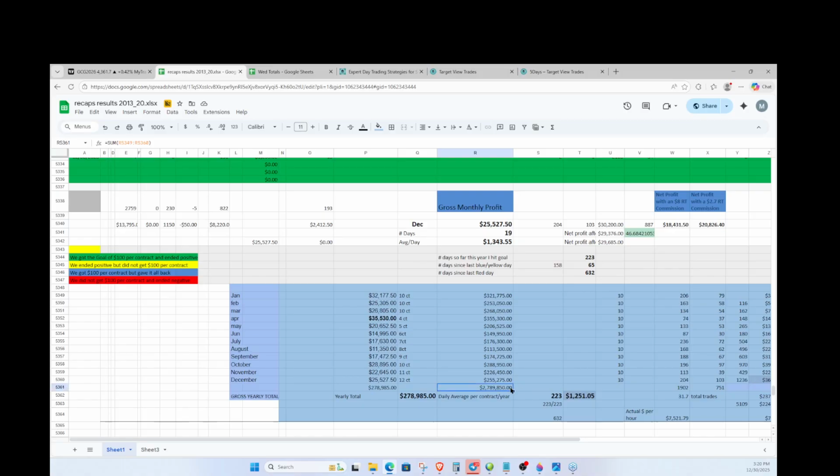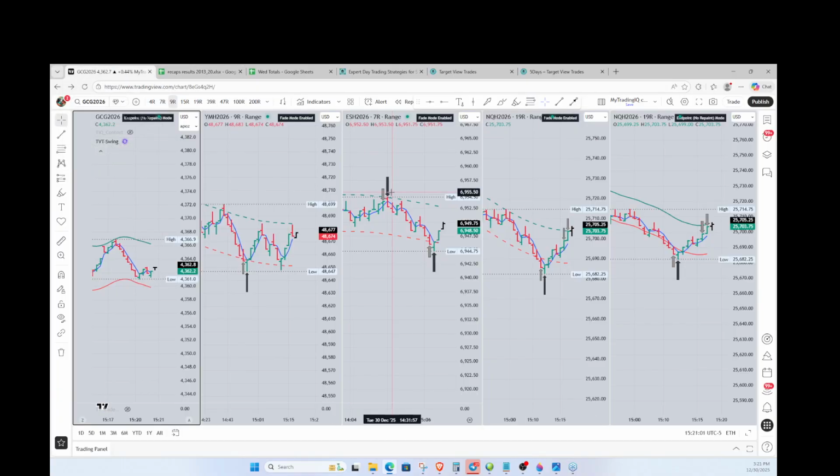$2,789,850 with 10 contracts. That's gross, of course. $278,985 with 1 contract. We averaged $1,251 per contract per day. It was a good year. I think 2026 is going to be better.